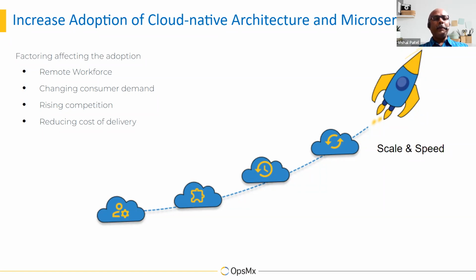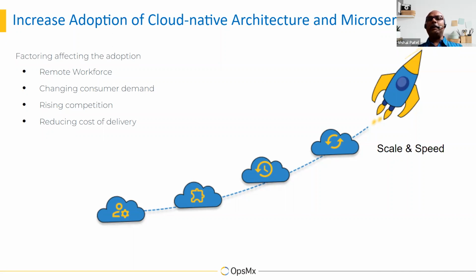So basically, these are some of the changing trends in the IT industry that we have seen. There is a lot of increase in the adoption towards cloud technologies and microservices based architecture. Gone are the days when we used to have monolith applications. Now everyone is going for microservice based architectures. Everyone is adopting cloud technologies. And what are the other factors that are affecting this adoption?